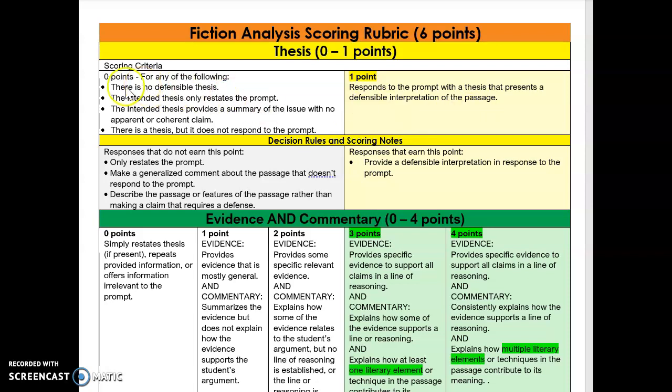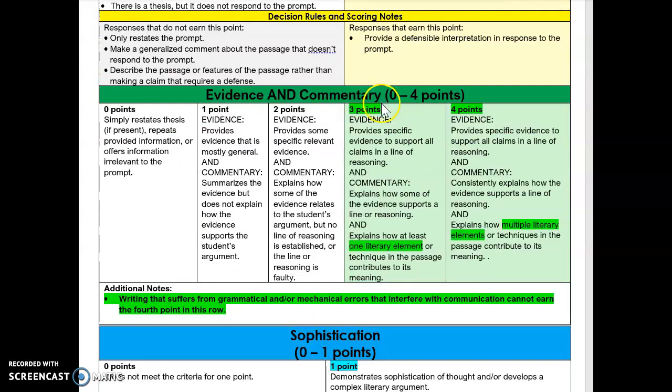By defensible, where it says 0 points, there is no defensible thesis. Defensible means that you can argue it with evidence. So that means you don't have a thesis that you can argue with evidence. You don't have something that you can back up with evidence from the text. So you want to make sure that you have a defensible interpretation of the passage, meaning you can back it up with text. And that's 1 point. Most of y'all got that 1 point last time, so we're going to move on.